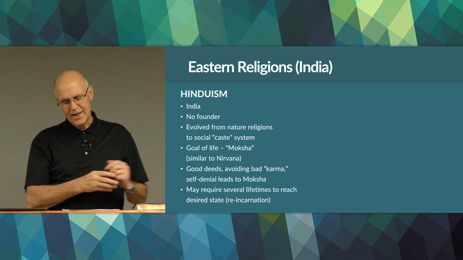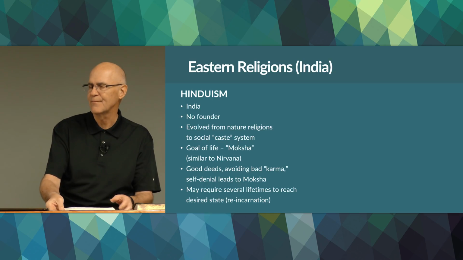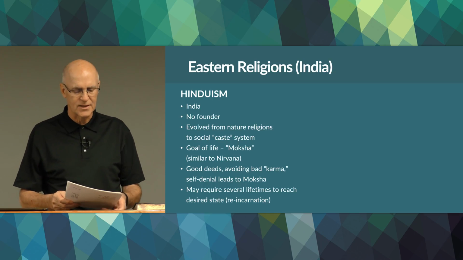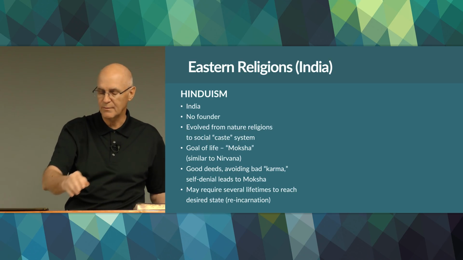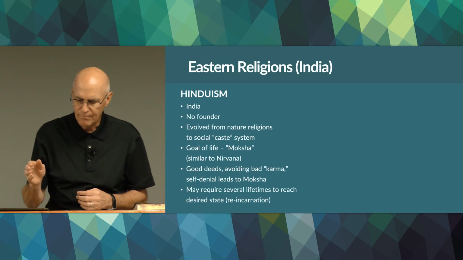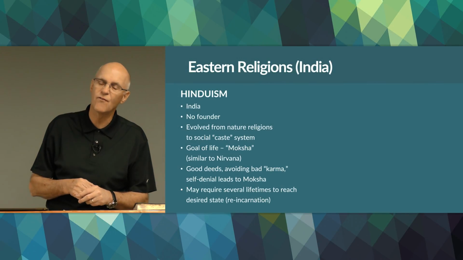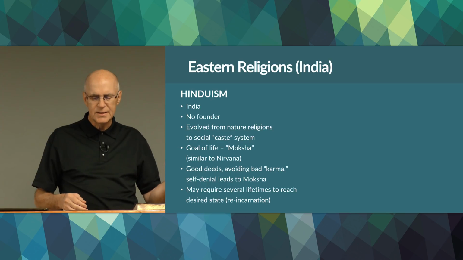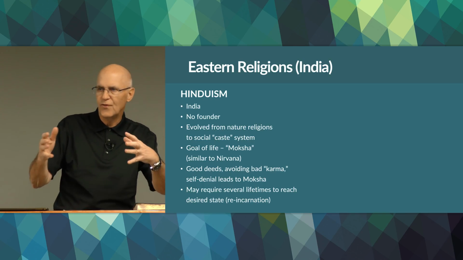It evolved from nature religion, and it evolved into a social system that produced 4 strata or castes in Indian society, with the priestly or the religious leaders at the top, the Brahmin class at the top, and then going down to the poor at the bottom. And you couldn't come out of one caste into another. Hinduism is similar to Buddhism in that the goal of life is complete oblivion. They call it moksha, and merging with Brahma, who is the ultimate life power, an impersonal spirit force. Good deeds, self-denial, the practice of yoga, avoiding bad karma, all of this helps the soul to finally reach moksha.